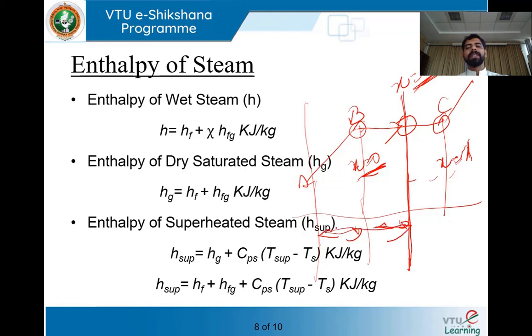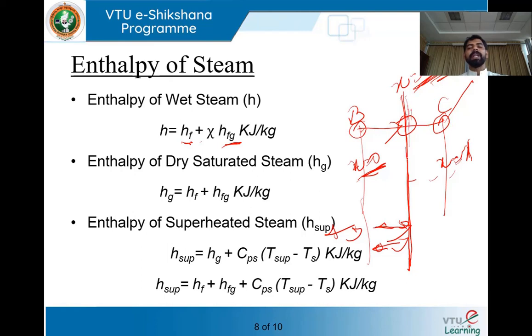So how do I calculate this one? This is nothing but equal to what? Total sensible heat plus the amount of heat that is required to bring the quality of wet steam to 0.5, 50% dryness. So that is denoted by this formula here. Enthalpy of wet steam can be calculated using hf, sensible heat, plus x into hfg. So from B to C it is hfg, but we are not completely converting water particles into vapor particles. Why? Because x is not equal to 1.